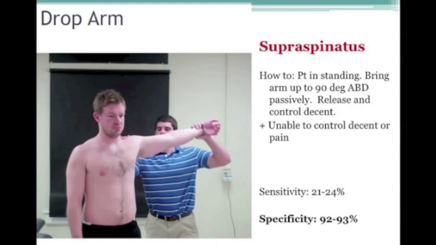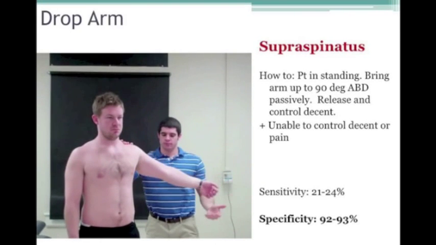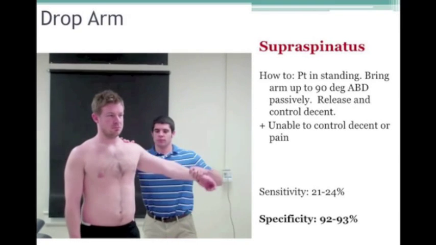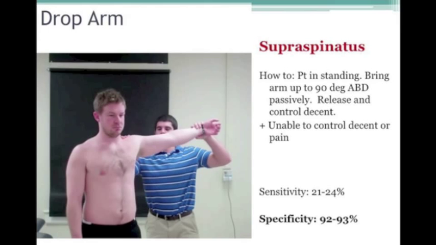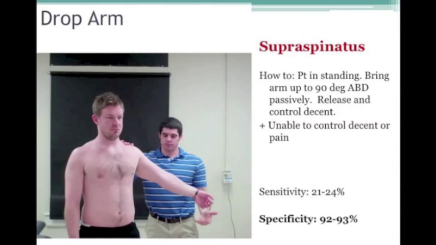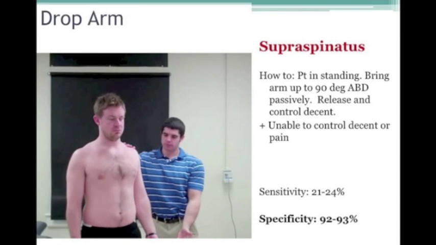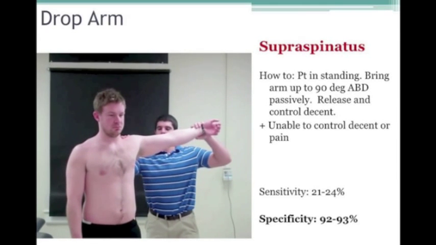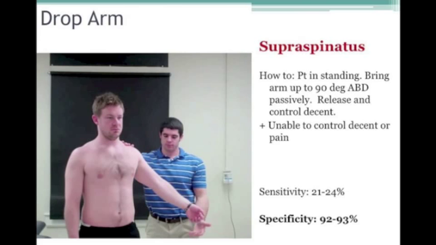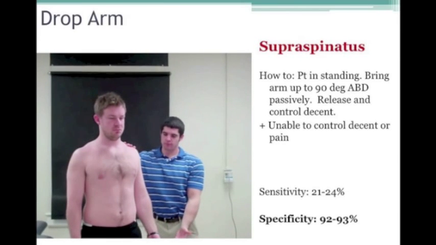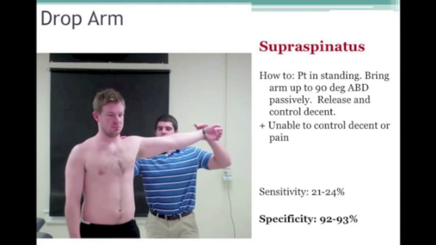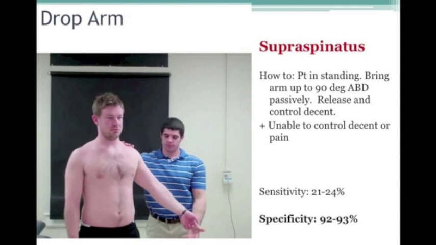Here's a supraspinatus test that, if you have a full tear, is going to be positive. The patient is unable to control the descent when the arm is abducted to 90 degrees. So the examiner abducts the arm to 90 degrees and just lets go. The patient is instructed to control the descent. This test sensitivity isn't great, but specificity is 92 to 93%.